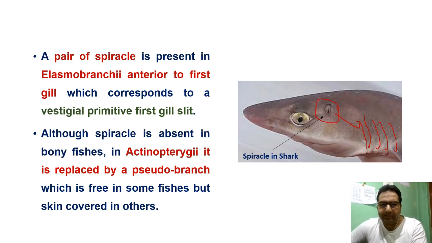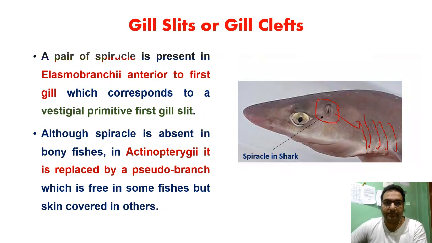Spiracle is absent in the case of actinopterygii, and it is replaced by the pseudobranch, which is free in some fishes but skin covered in others.